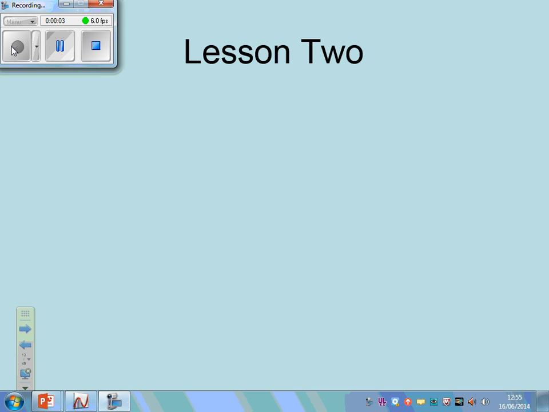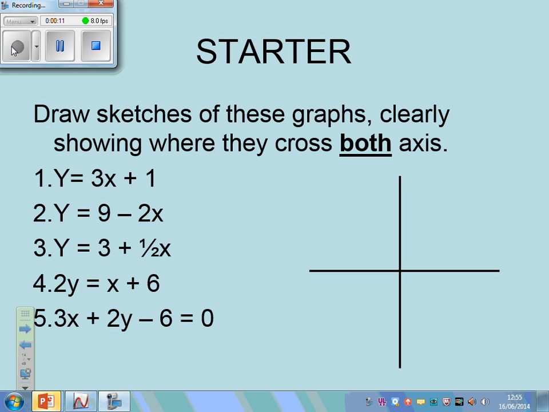This is the second lesson of our Induction to AS Maths, the crossover between GCSE and AS level. We'll start by recapping what you did before. Push pause while you sketch these straight line graphs, and try to find out where they cross both axes, like I did at the end of the last one. Push pause now, and I'll show you the answers then.